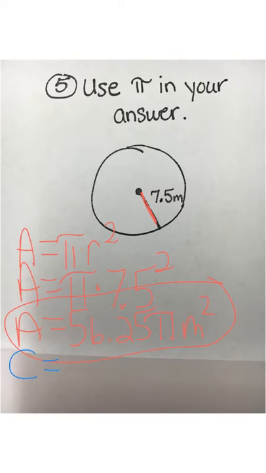For circumference, you will do 2 times pi times the radius. And when you plug it in, it will be 2 times pi times 7.5. And you will get that the circumference is 15 pi meters.